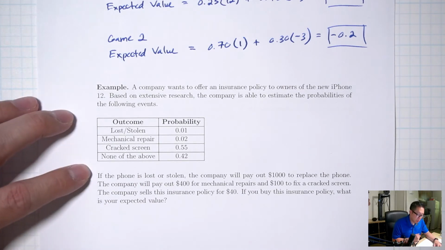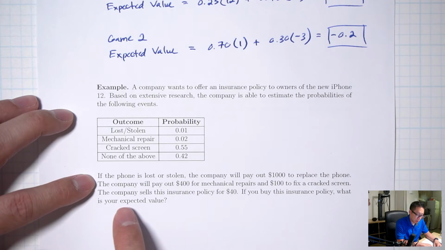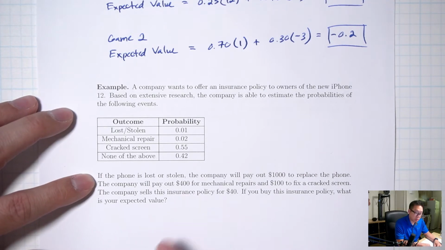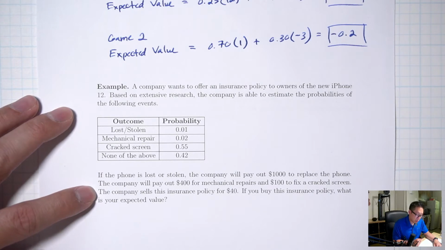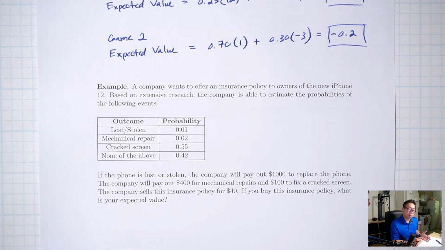Now, if the phone is lost or stolen, the company is going to pay you $1,000 to replace it. The company is going to pay you $400 for mechanical repairs and $100 to fix a cracked screen. And the company sells the policy for $40. If you buy this policy, what is your expected value?